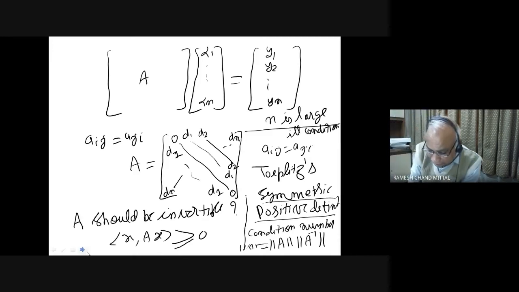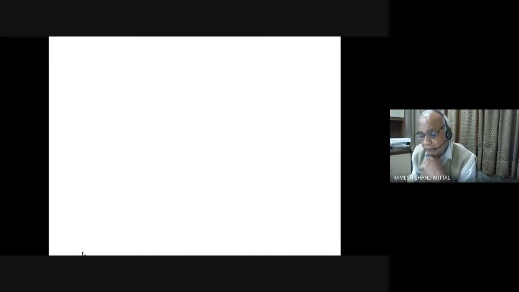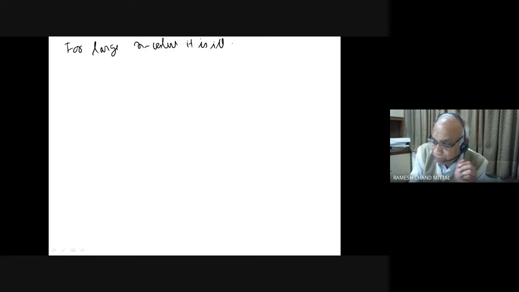So what I mean to say is, since my matrix is invertible, theoretically interpolation is possible, but it tends to be ill-conditioned for large n value. So for large n value, it is ill-conditioned. And so one has to do something.